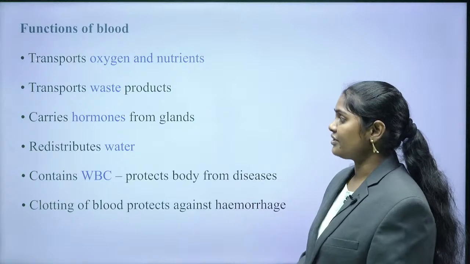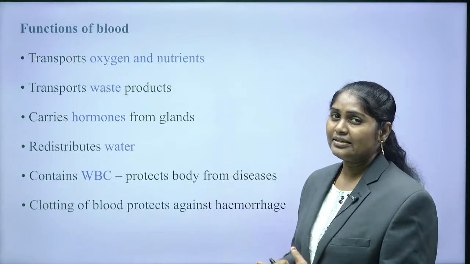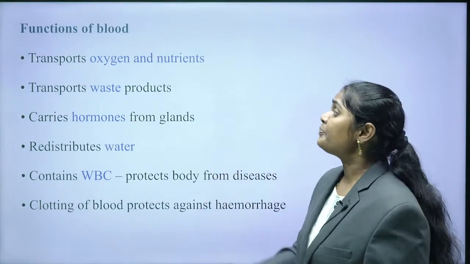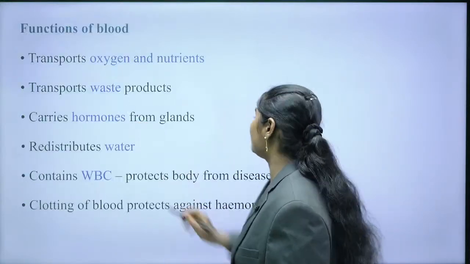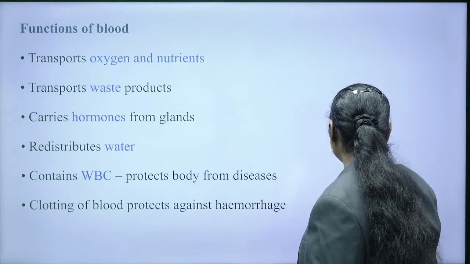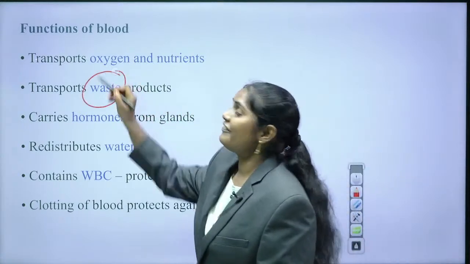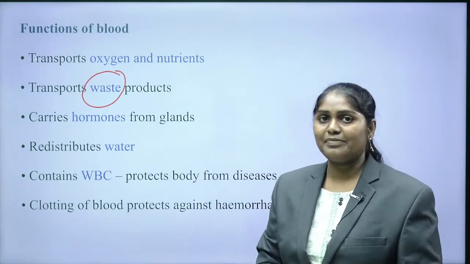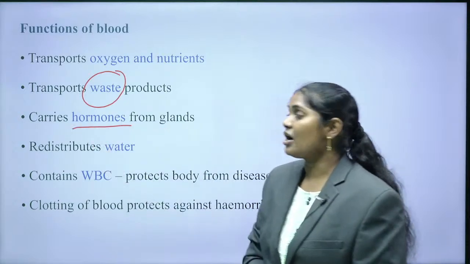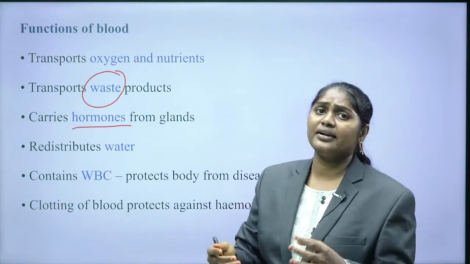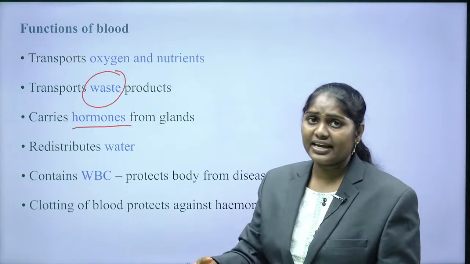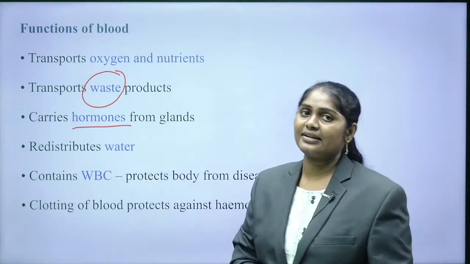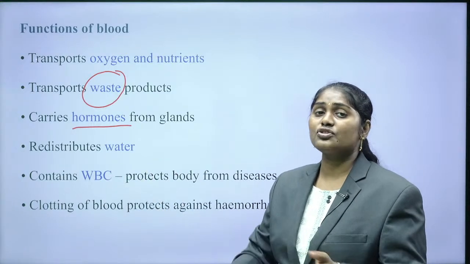So what are the functions of the blood? You know very well the general points. That is transport of oxygen and nutrients, and transport of waste materials. Carbon dioxide is transported away from the organs by the blood. Okay, and it carries hormones. Normally hormones are released at one area and carried in the blood, and reach their target area.